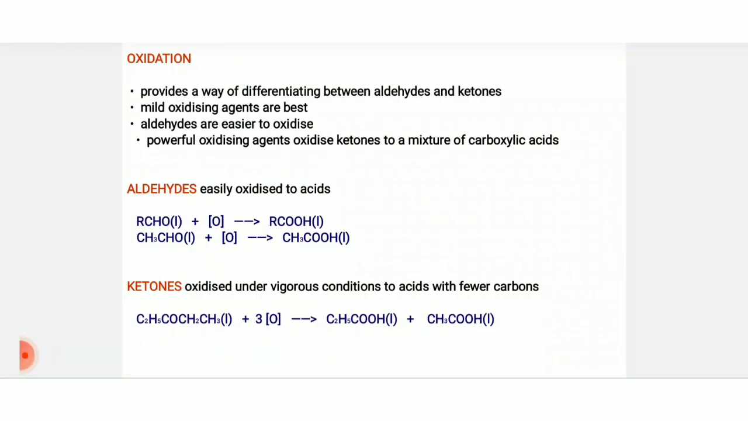Oxidation provides a way of differentiating between aldehydes and ketones. Mild oxidizing agents are best. Aldehydes are easier to oxidize. Powerful oxidizing agents oxidize ketone to a mixture of carboxylic acids. As I already said, powerful oxidizing agents such as potassium permanganate oxidize into aldehyde as well as carboxylic acid.